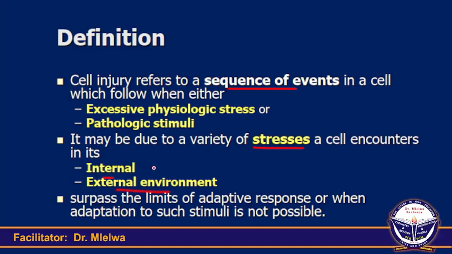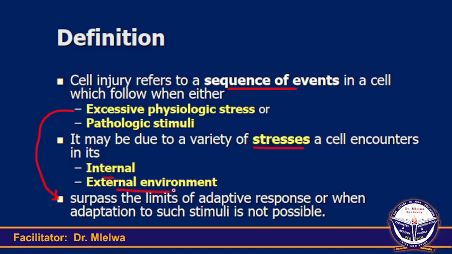So there might be a variety of stresses, a variety of factors which can lead to a cell injury. Here we are not talking of cell death, we are just talking of cell injury. Cell passes the limits of adaptive response, or adaptation to such a stimulus is not possible. This continues to explain what we said in this point of excessive physiological stimuli. There is a level of stimuli which can be regulated, or which can be adapted to by the cell. Yani cell inawezo kuadapt, inawezo kusema kwamba hii stimuli kwa sababu imezidi, ngoja ni change in this way in order to cope with this stimuli.